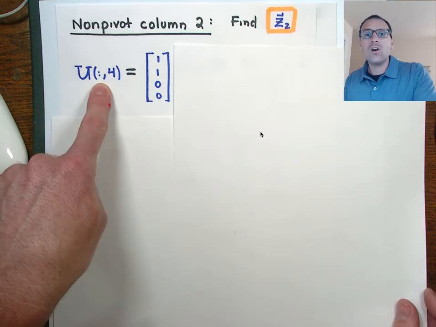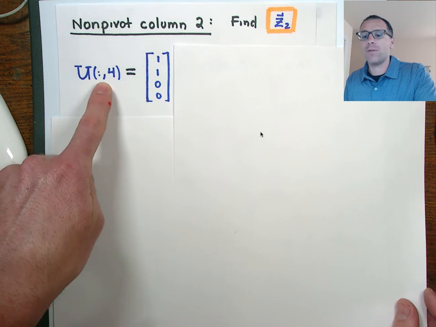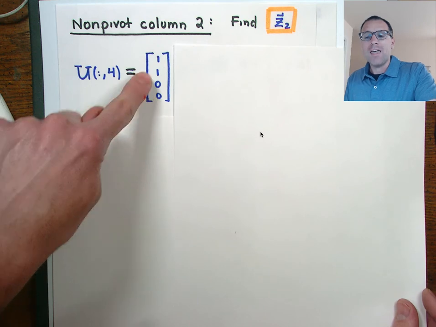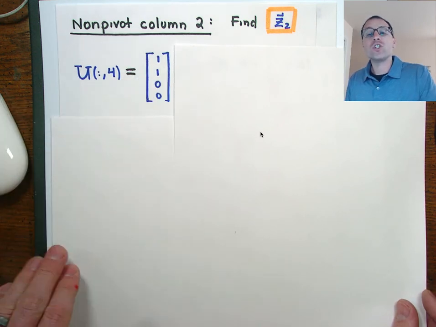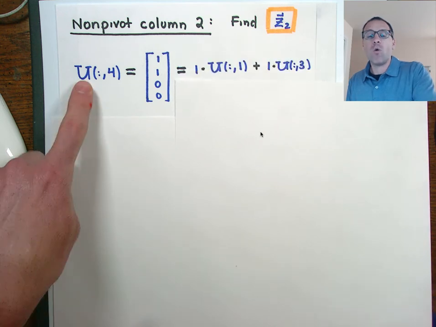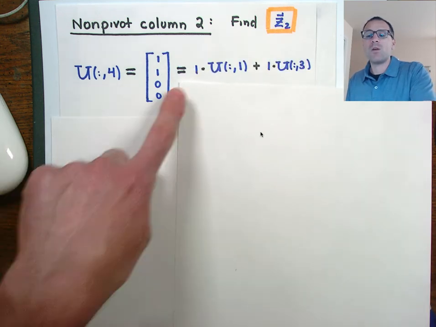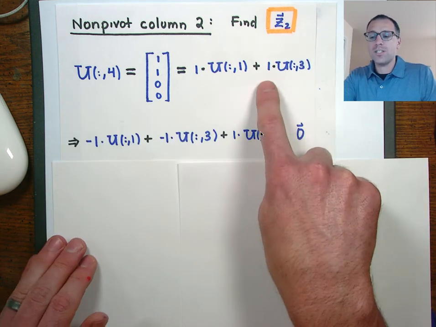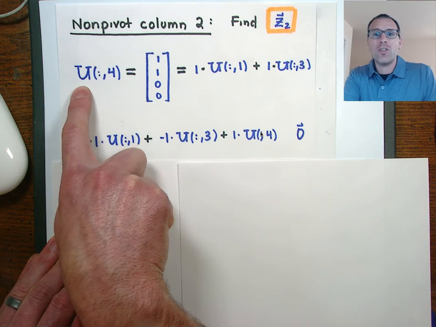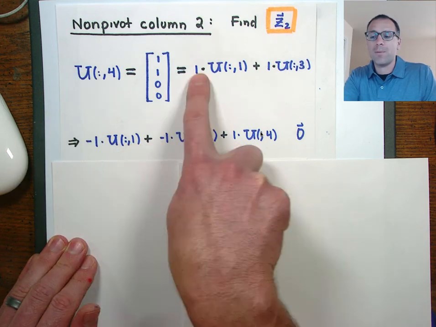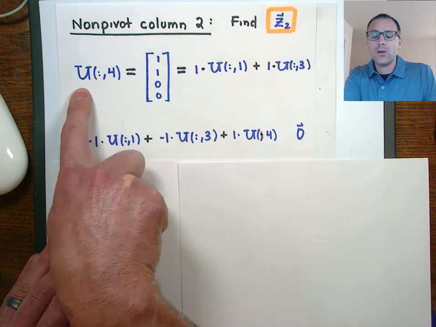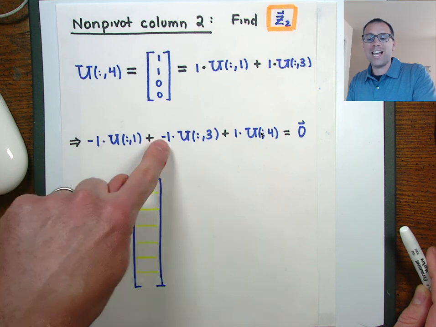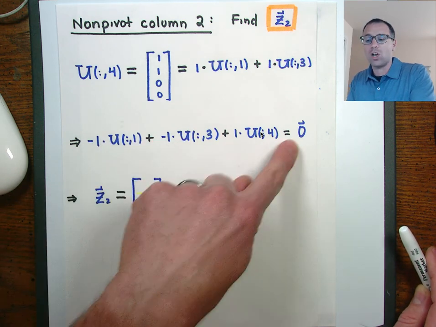Looking back at the second non-pivot column of u, I see that that non-pivot column is 1, 1, 0, 0. That's going to be a linear combination of the first two pivot columns. Specifically, the fourth column of my matrix U is going to be 1 times the first column plus 1 times the third column. I want to get one side equal to 0. In this case, I always like my scalar for the new non-pivot column to be 1. So I'm going to bring these coefficients over to the other side and they turn negative. Now I have this linear relation, -1 times the first column plus -1 times the third column plus 1 times the fourth column equals 0.